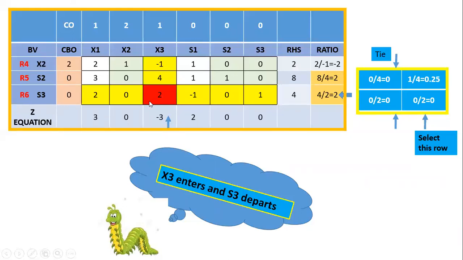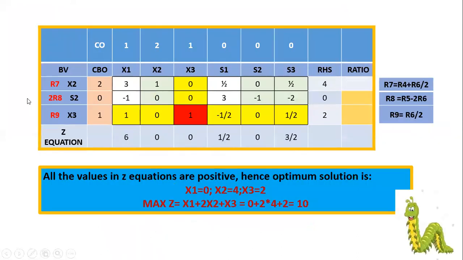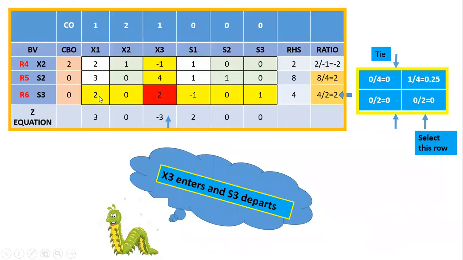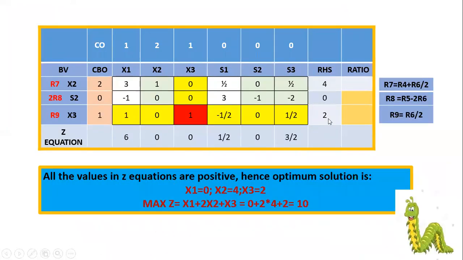So in the next table, this key element has to be unit and the other two values have to be 0. So how do you make this as 1? So divide by 2. So your R6 by 2 will give the row 9. So divide each element by 2. 2 by 2 is 1, 0, 1, minus half, 0, half, and 4 by 2 is 2. So this row is completed.